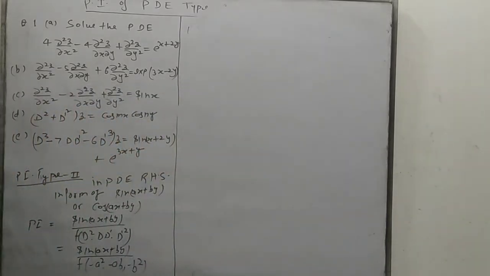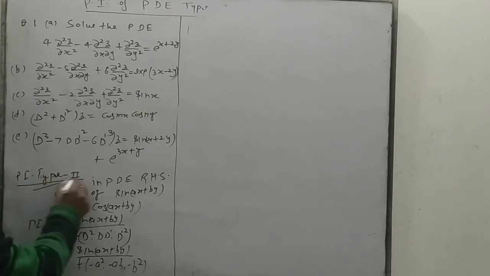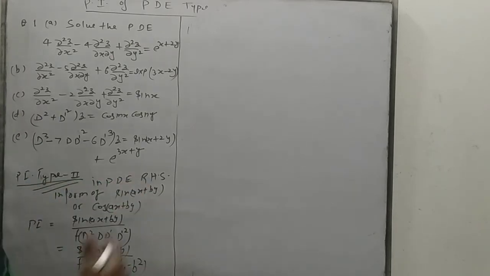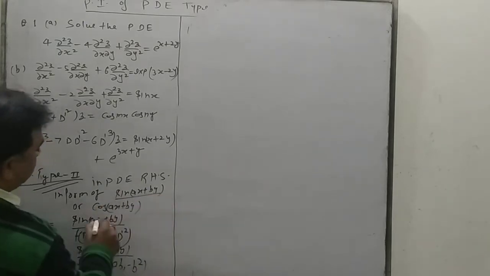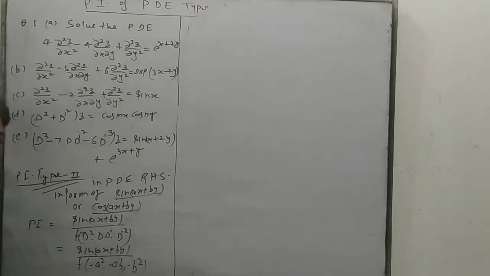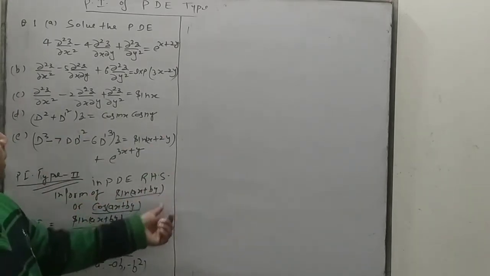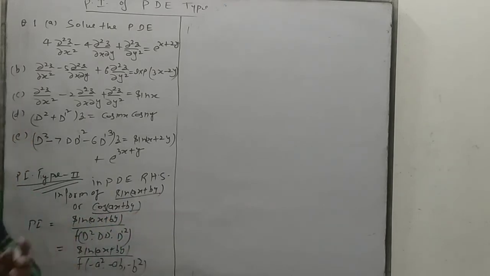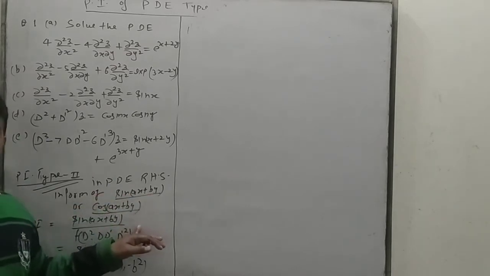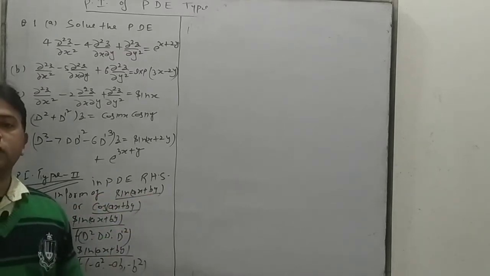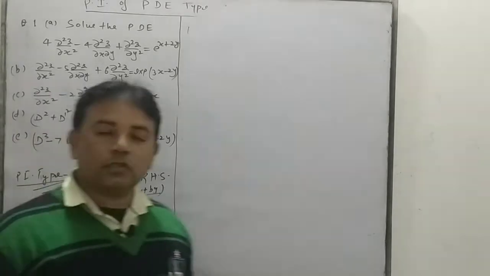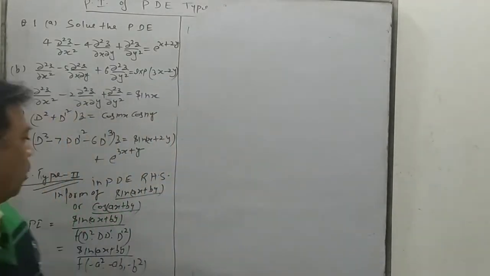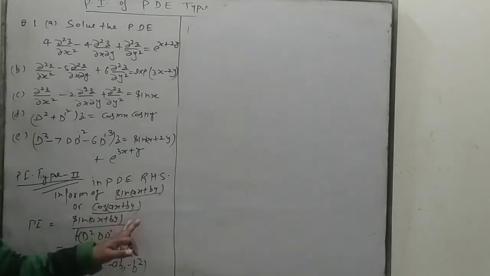Now we discuss the second type of PI. In the second type, the partial differential equation RHS is in the form of sin of ax plus by or cos of ax plus by. Only sin and cos follow this formula, not other trigonometric ratios, for example tan x, sec x, cosec x and cot x.